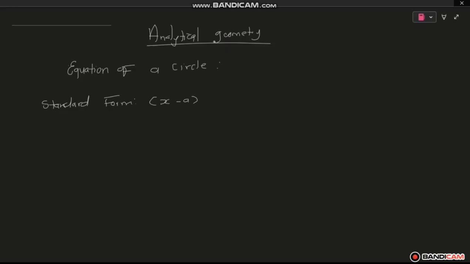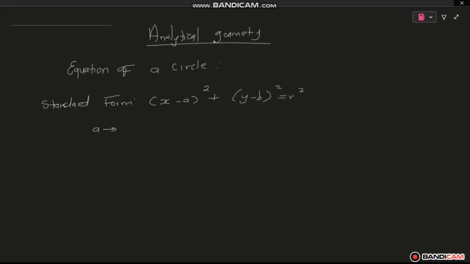Okay, we have the standard equation, or the standard form, of a circle that you must know, which is (x minus a) squared plus (y minus b) squared equals r squared. So this is the standard equation of a circle.